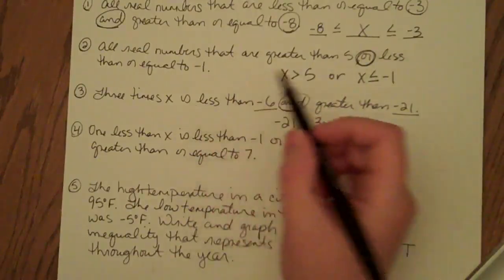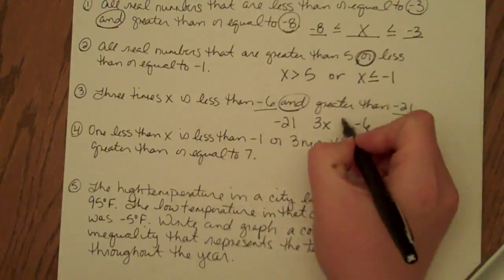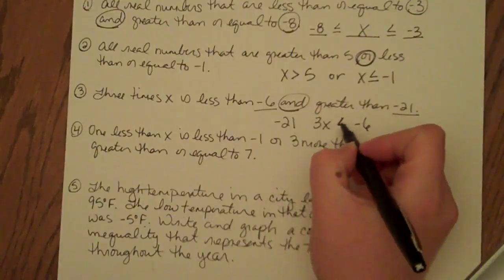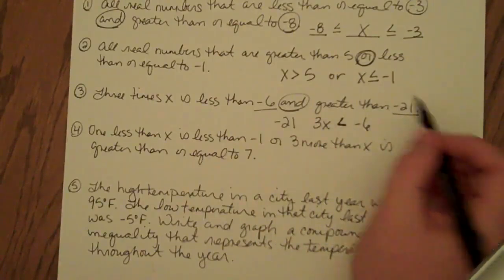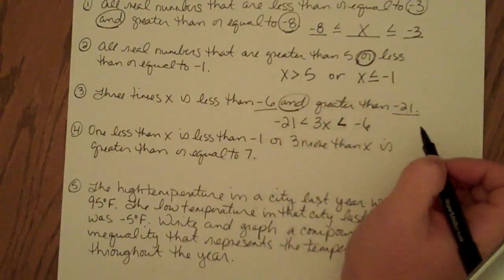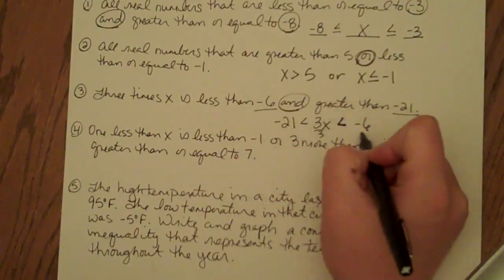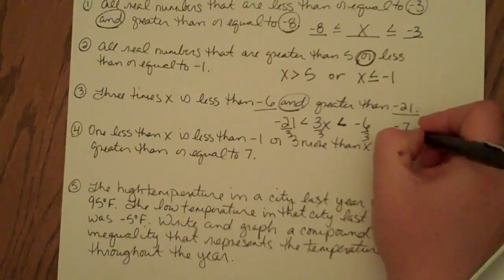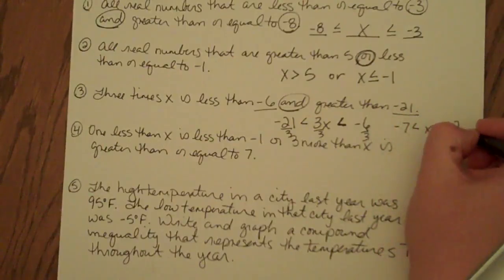We want our numbers, our 3x, to be less than -6. So we have a less than sign here saying that 3x is smaller. We're pointing at the smaller one. And greater than -21, which means of the -21 and the 3x, the -21 is the smaller. Now this one we would go ahead and solve by dividing everything by 3. So we'd have -7 is less than x is less than -2.